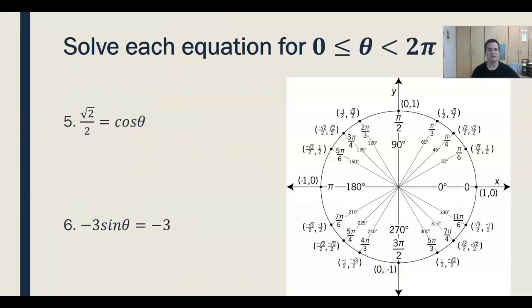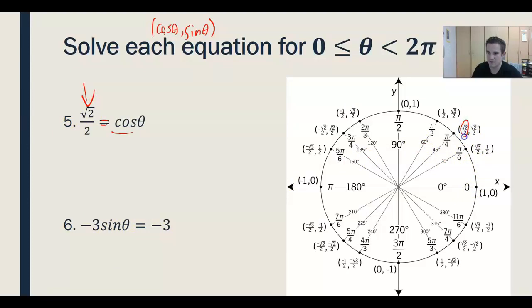Let's look at some examples where I'm looking for angles in radians. So now I'm doing the exact same thing, but instead of giving my answer in angle measures, I'm going to give my answer in radian measures. Okay, so cosine of theta is equal to square root of 2 over 2. Cosine here is already by itself, so remember that my cosine values match up with my x coordinate. So I'm going to find on this unit circle, where is my x coordinate square root of 2 over 2?